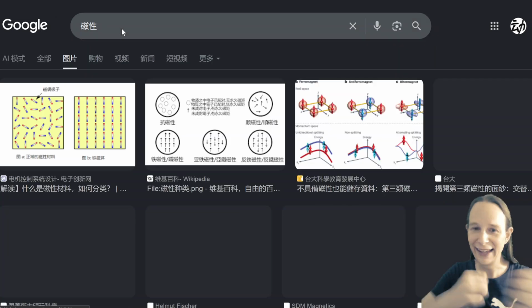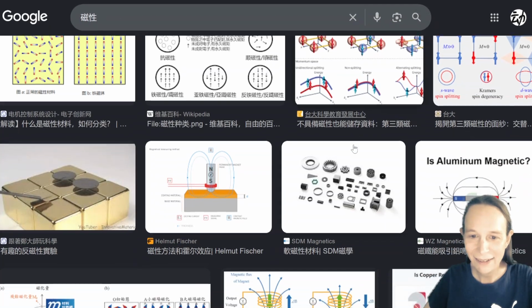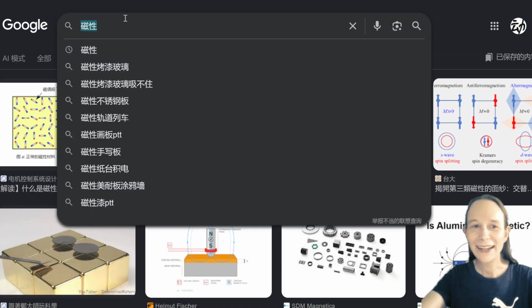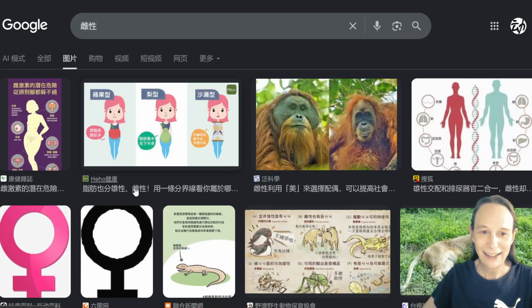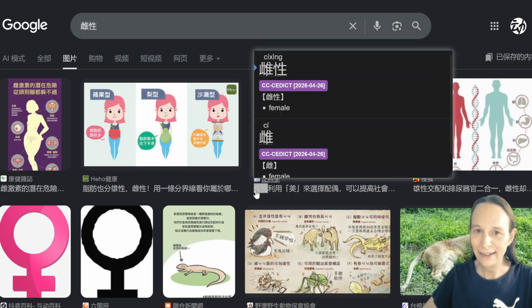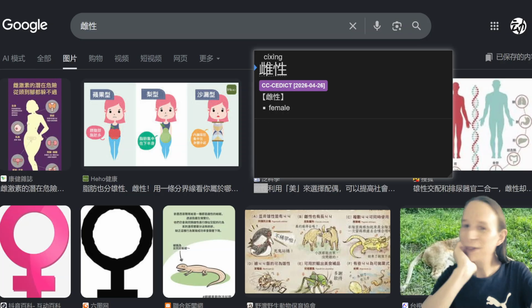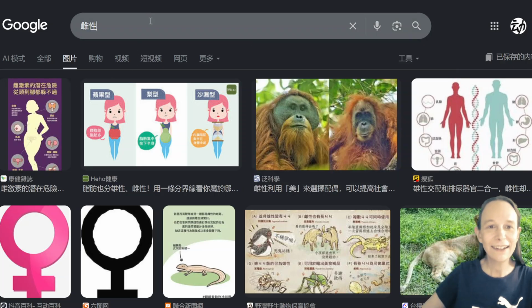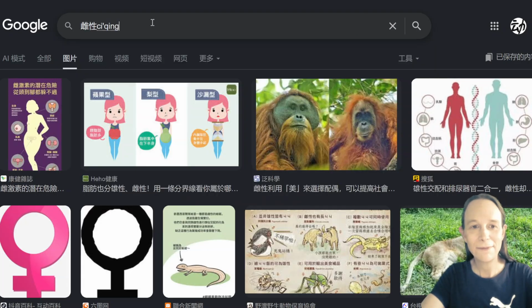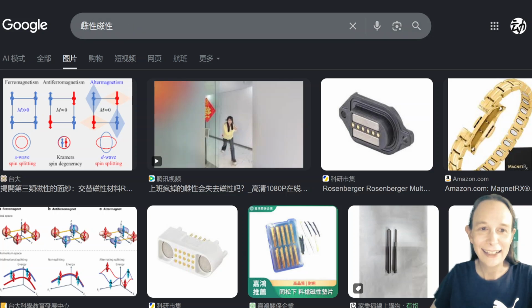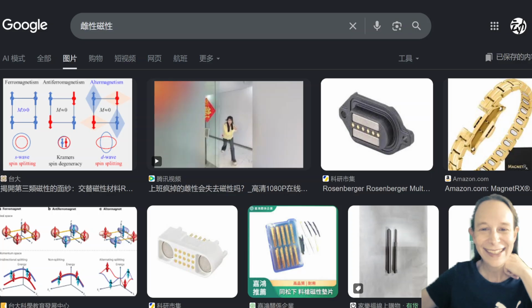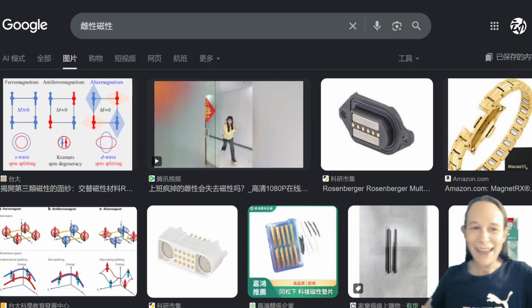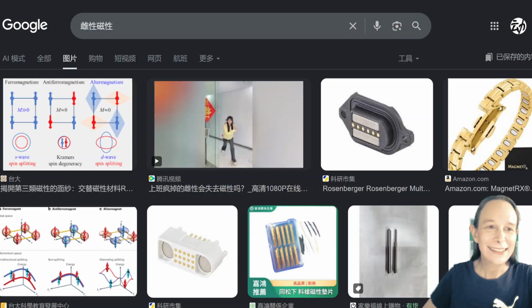雌性 usually in the animal kingdom. 雌性 these are, what is this? Oh, sorry, this is magnetism. 磁性. Yeah, sorry. This one, 磁性, it's the same pronunciation, isn't it? Female magnetism. Oh, it is. Oh, I never thought about this. It's the same pronunciation. Interesting. All right, I like it. That's going to make a nice pun one day.